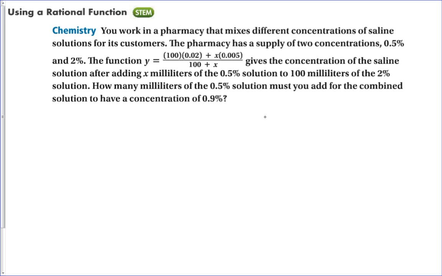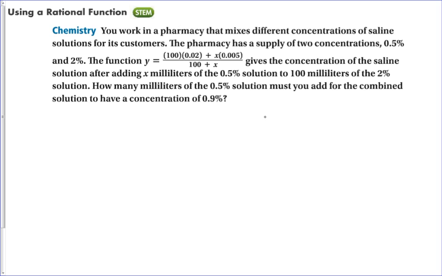All right, so it says you work in a pharmacy that mixes different concentrations of saline solutions for its customers. The pharmacy has a supply of two concentrations, 0.5% and 2%. The function y equals, and it's given, gives the concentration of the saline solution after adding x milliliters of 0.5% solution to 100 milliliters of 2% solution. How many milliliters of the 0.5% solution must you add for the combined solution to have a concentration of 0.9%?